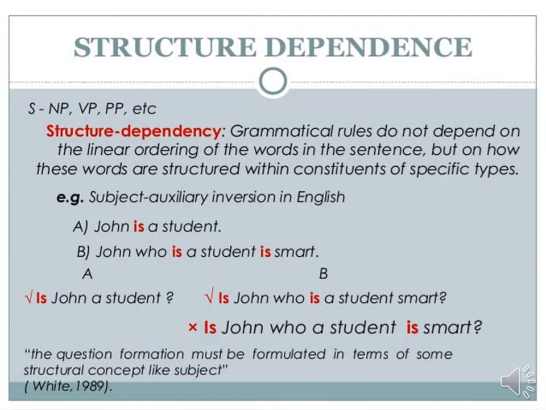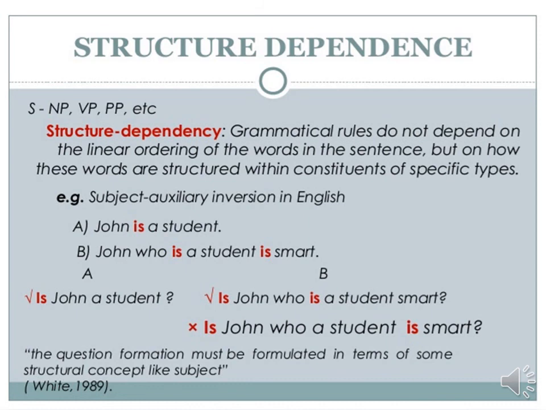Structure dependency means grammatical rules do not depend on the linear ordering of the words in the sentence, but on how these words are structured within constituents or specific types. Example, subject and auxiliary inversion in English. A. John is a student. B. John, who is a student, is smart.